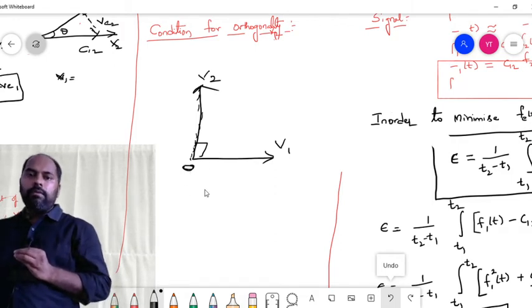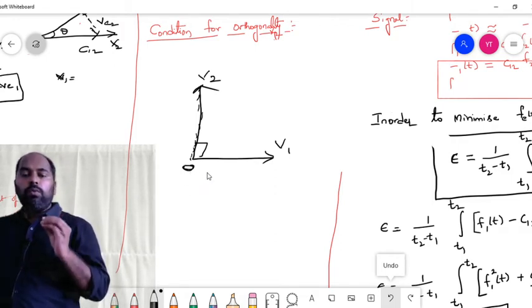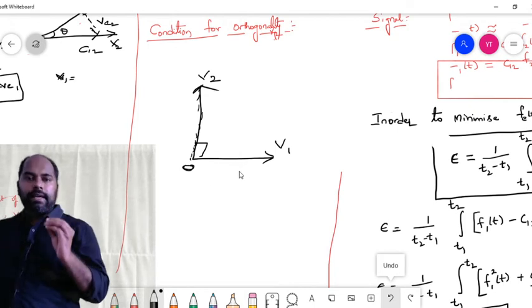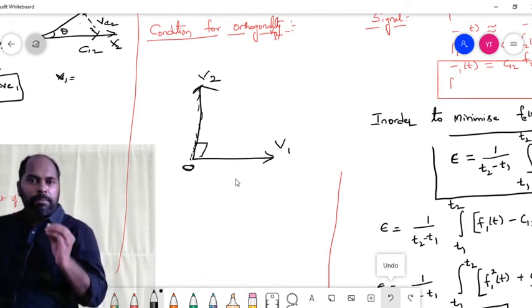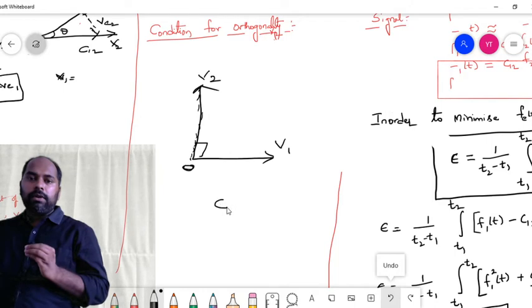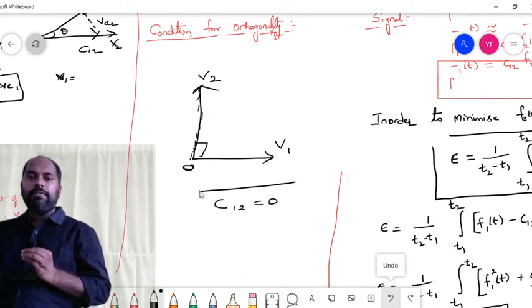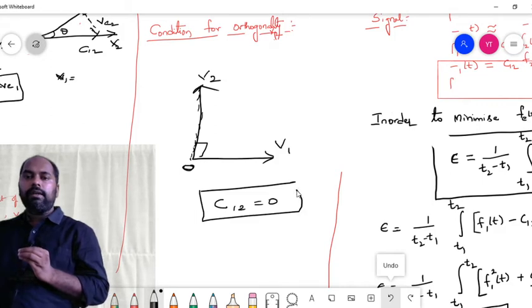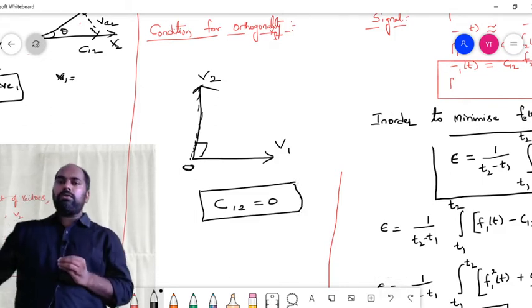Therefore, whenever two mutually perpendicular vectors are there, what about C12? C12 is equal to 0. This is the condition for orthogonality.